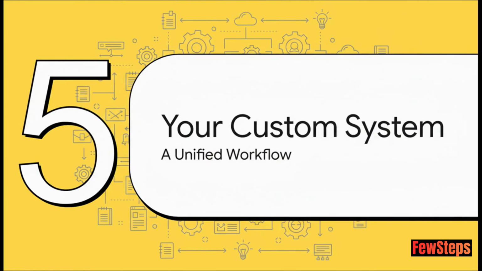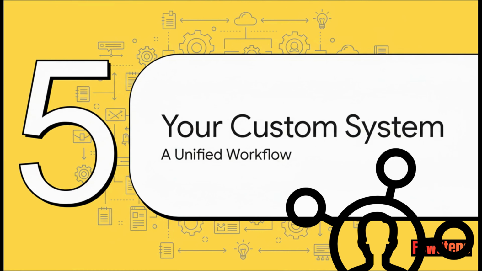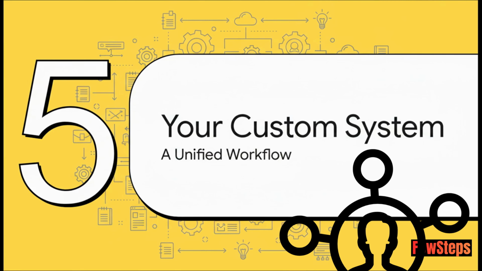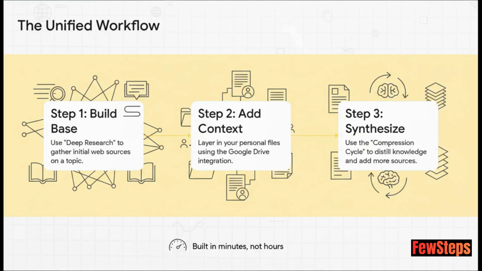All right, this is where it all clicks. We're going to combine all these individual features and all these techniques into one continuous, really powerful workflow. We're building a system now. So here's how it all flows together. Step 1, you use deep research to build that initial knowledge base from the web. Step 2, you layer in your own personal files from Google Drive to add your unique context. And step 3, you use the compression cycle to synthesize everything and scale up your capacity. The result is a custom research system that you can build in minutes, not hours.